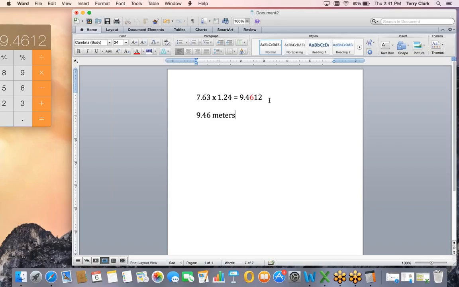Then we have to make sure we put meters there. Using the right conversion rate is very important. So that's going to be 9.46 meters because the question talked about meters. Make sure you use the right units, because if you don't use the right unit of measurement, the answer will not be correct. If we're talking about meters, we put meters. If we're talking about inches and feet, we put inches and feet. All right, so that's that.